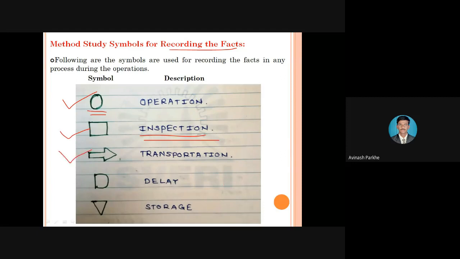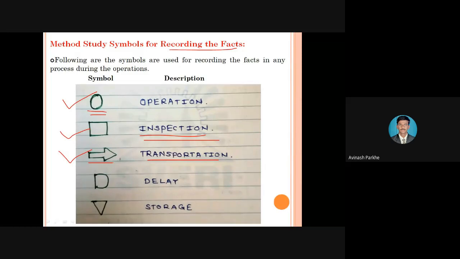Then the third symbol represents the arrow. Arrow means transportation. If your raw material or your product is moving from one workstation or from one machine to the second machine, then that movement can be represented by using this particular arrow. This arrow represents the transportation. Such types of arrows are displayed in the industry. That means from this workstation, your product is moving to this particular machine.